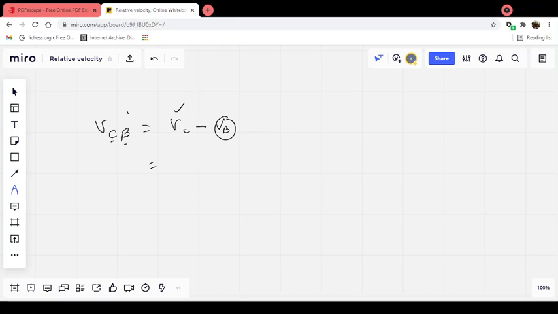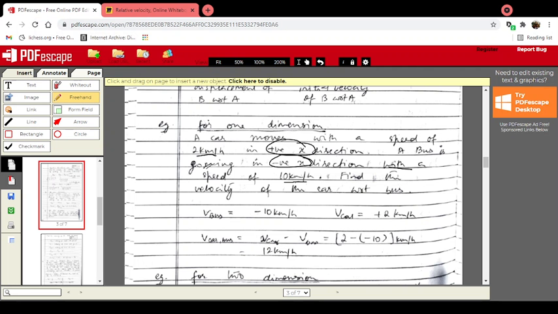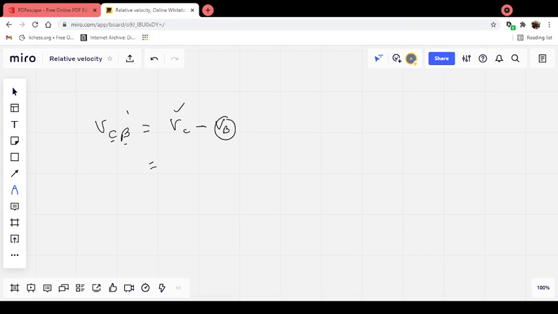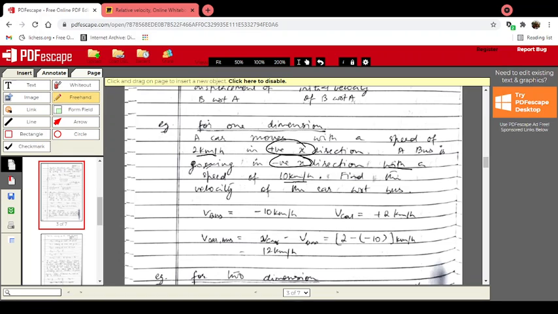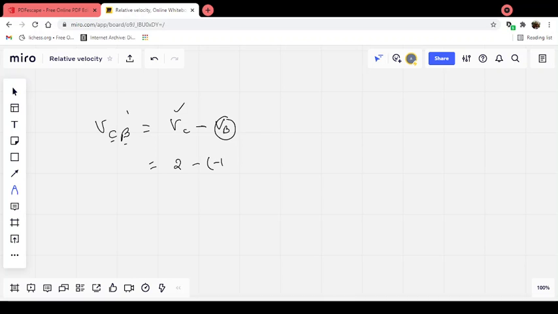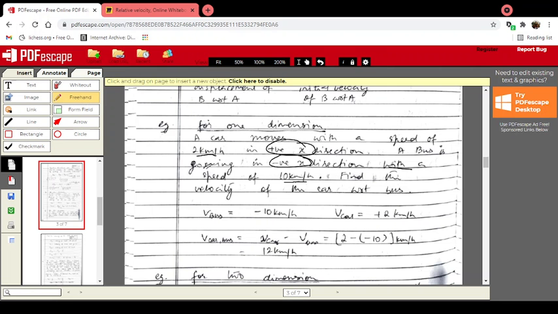The velocity of car in our case is 2 kilometers per hour in positive x direction, and minus the velocity of bus. The velocity of bus is 10 kilometers per hour and it is going in negative x direction, that is minus 10 kilometers per hour. As you can see, we have just used the sign which is given with the speed of the body or vehicle which we are observing.